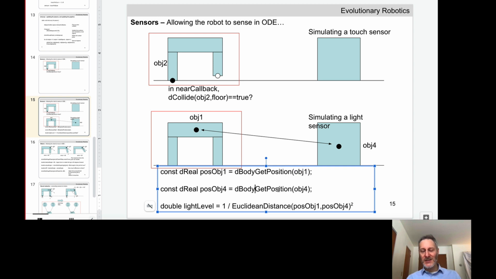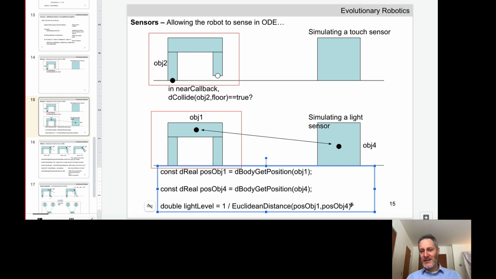We can do the same thing. We can ask for the position of the light source, so we can get the position of object 4, which gives us another set of coordinates. And we can then take the Euclidean distance between these two objects. So we now know how far apart object 1 and object 4 are. Obviously, the further apart these two objects are, the lower the light sensor is firing, the more in darkness that light sensor is. So we invert the distance. We take 1 over the Euclidean distance. So the greater the distance, the smaller the value of the light level.